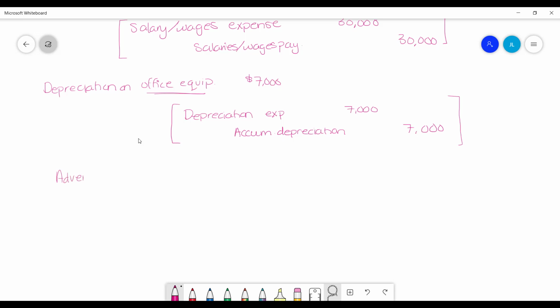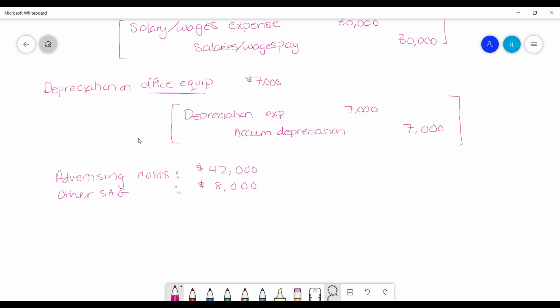But then what about advertising costs? Let's say we incurred advertising costs of $42,000 and other just regular SAG costs of $8,000.